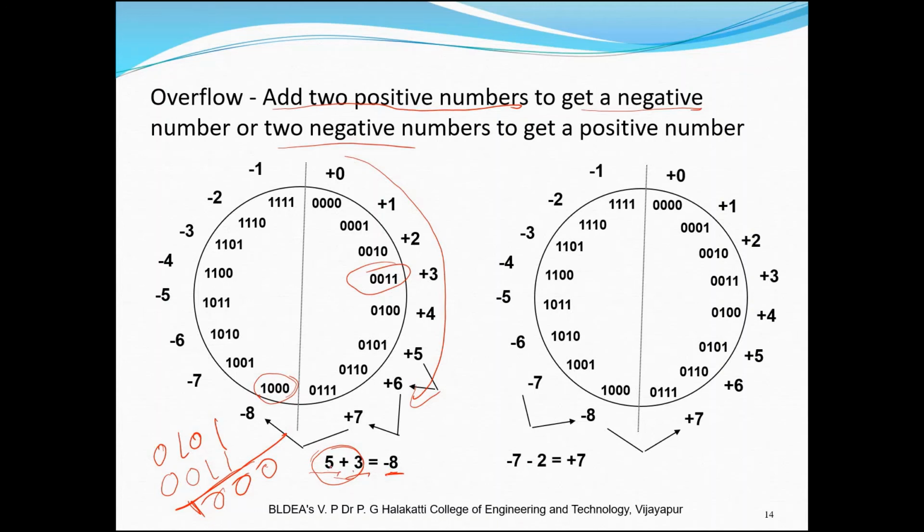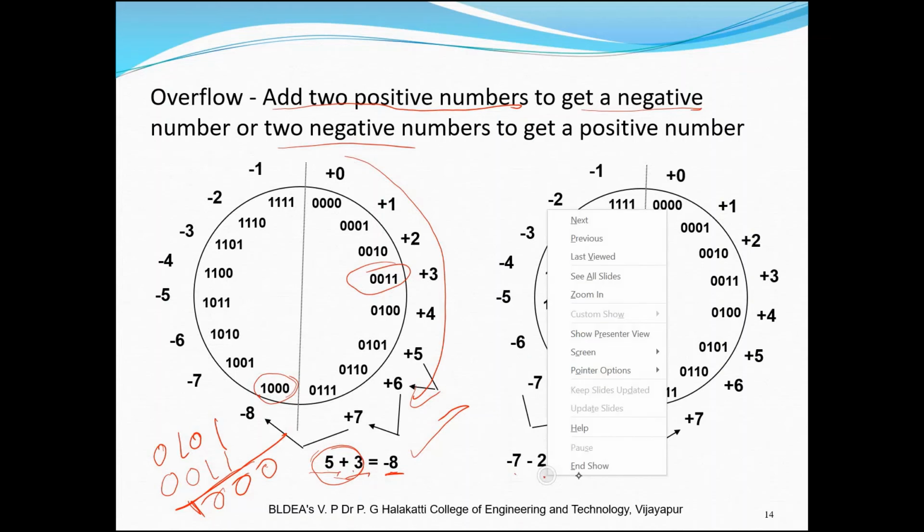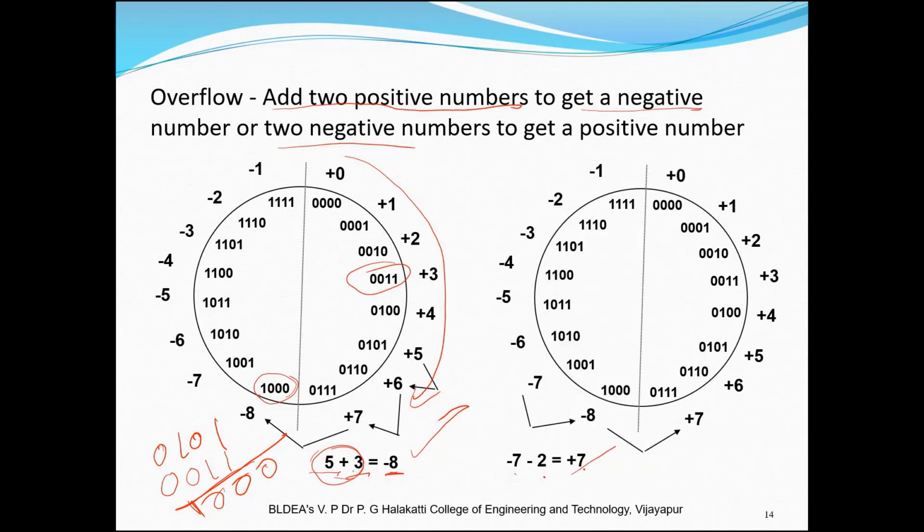So when I add two positive numbers, if I get the answer as negative, then I say overflow has occurred. Similarly, if I am adding two negative numbers and I get the answer as positive, again overflow has occurred.